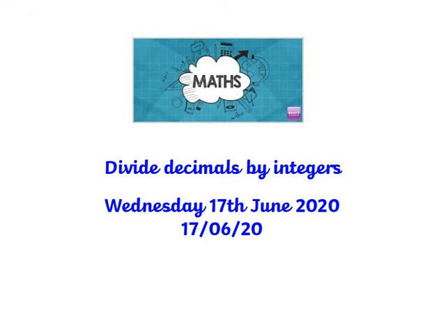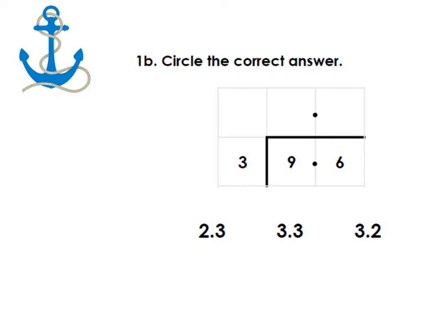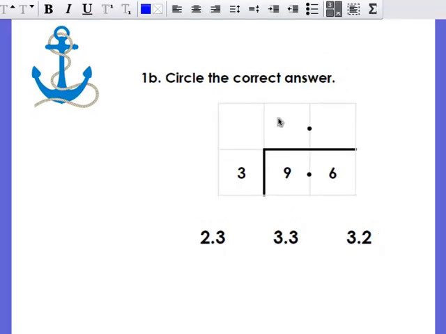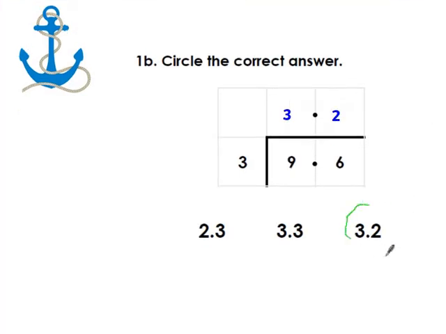So our first part is looking at circling the correct answer. We've got a divisor of 3 and a number of 9.6. Thinking about this, we just need to work the calculation out. So how many 3's are in 9? We've got 3. So 3 would be there. No remainders, so how many 3's are in 6? We've got 2, so we would circle 3.2 as our answer.